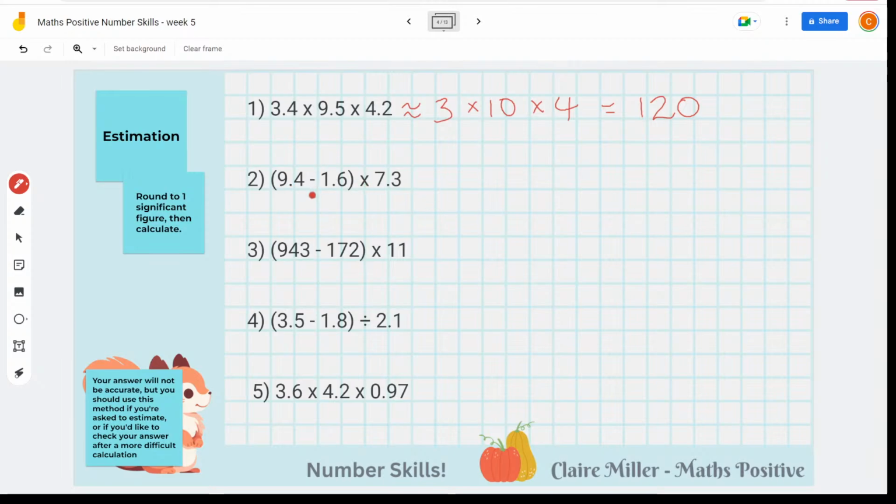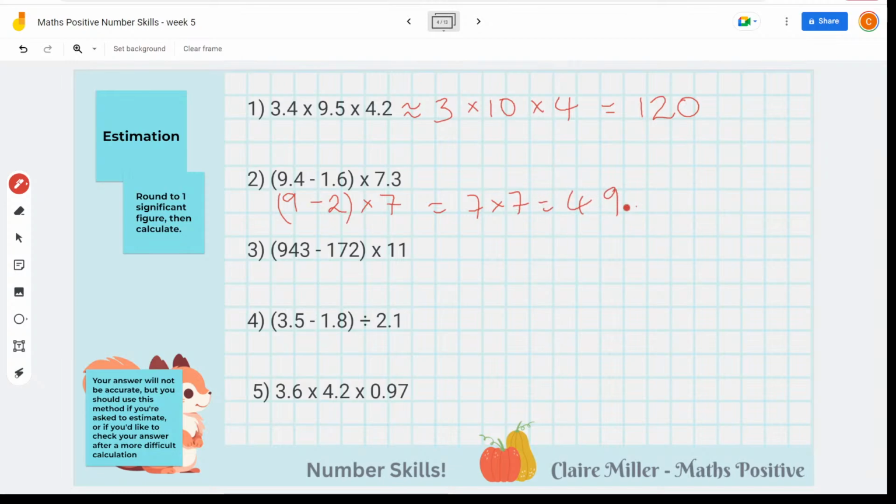Let's do exactly the same thing. Let's practice this particular method of rounding to one significant figure. So 9.4, that's going to round to a 9. And then we're going to take away 1.6, so let's round that to a 2. And then let's put the brackets in. And we're going to talk a little bit about big maths next time, which is really important. And then we're going to times that by 7.3 rounded to one significant figure. That's going to be 7. So 9 take away 2. We do that first because it's in brackets. That's 7. Times that by 7. That's going to give us 49.